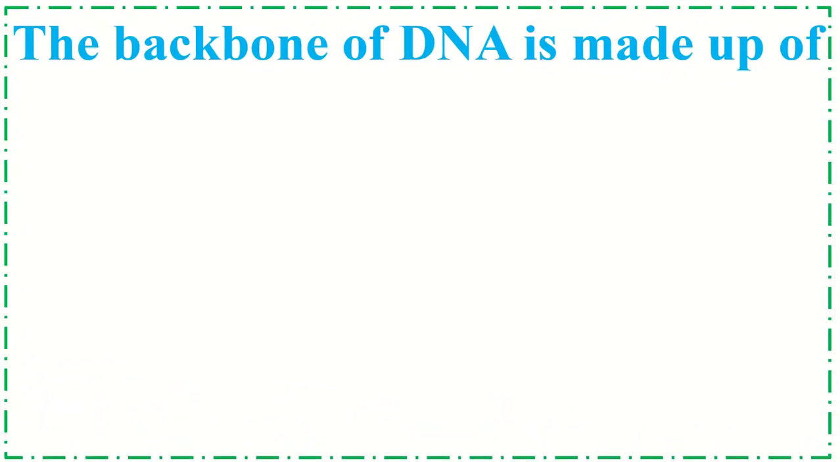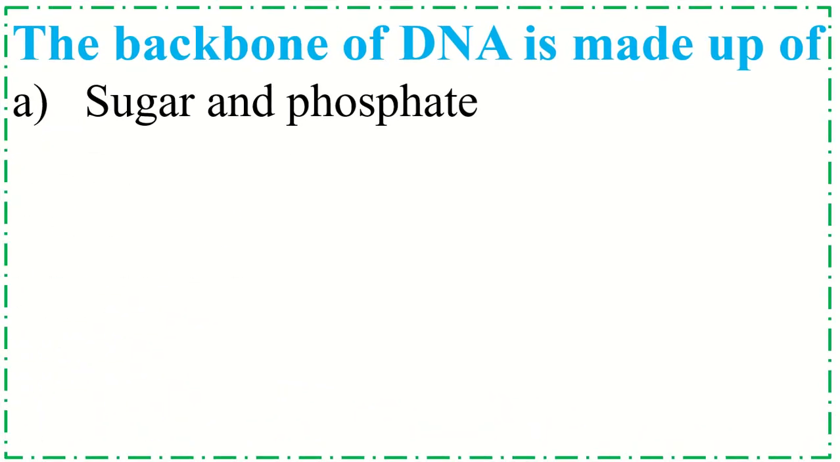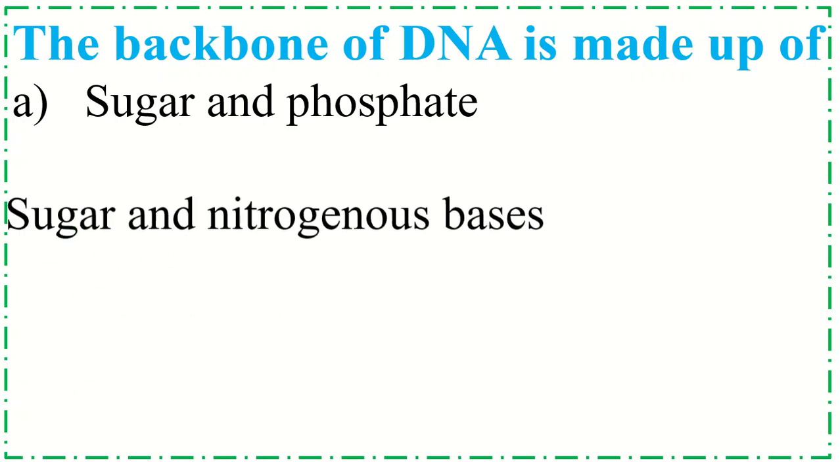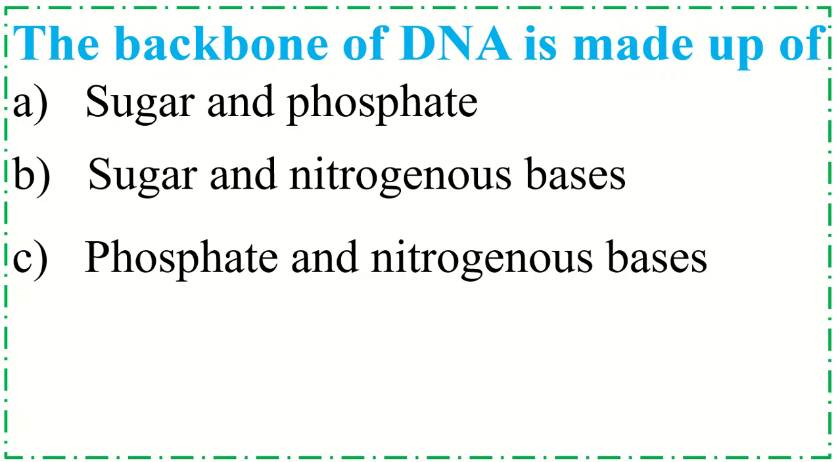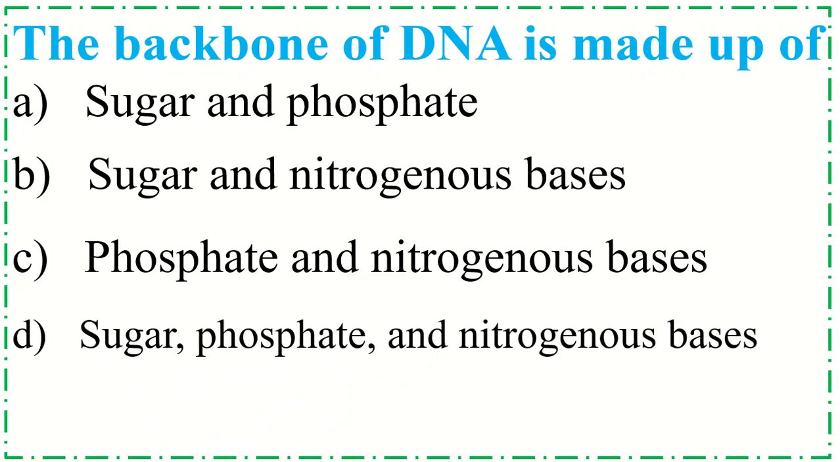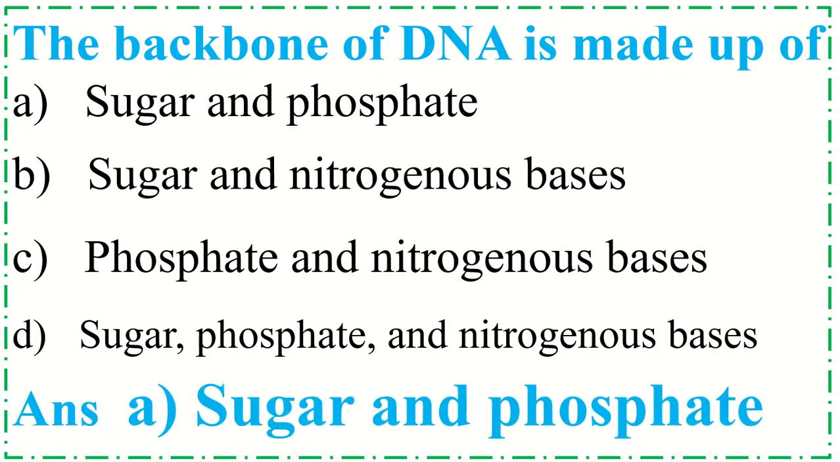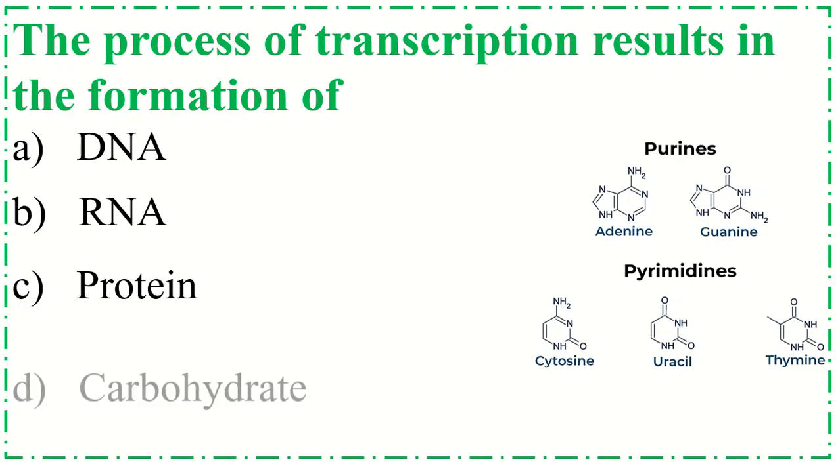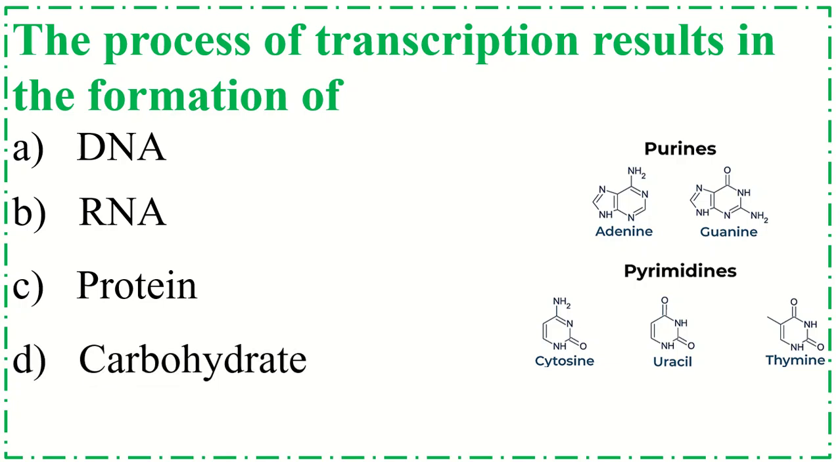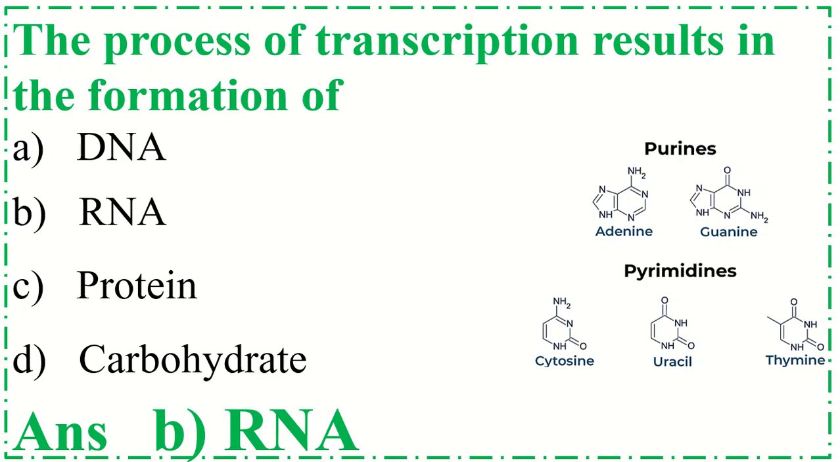The backbone of DNA is made up of option A sugar and phosphate, B sugar and nitrogenous bases, C phosphate and nitrogenous bases, D sugar, phosphate and nitrogenous bases. So the correct option is A, sugar and phosphate. The process of transcription results in the formation of A DNA, B RNA, C protein, D carbohydrate. So the correct option is B, RNA.